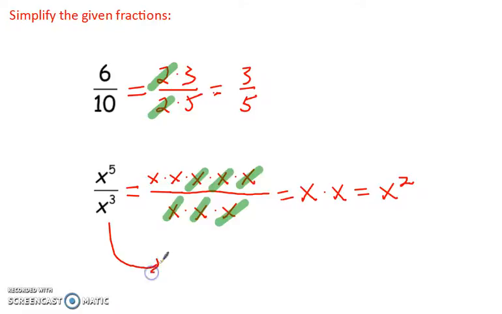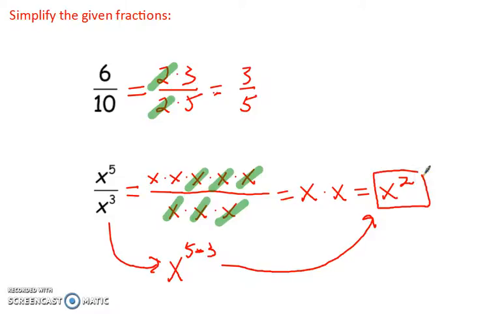We also had the division rule, or the quotient of powers rule, that said if I'm dividing with equal bases, X to the fifth over X to the third, I can subtract the top exponent minus the bottom one, and 5 minus 3 also gets me directly to X squared.